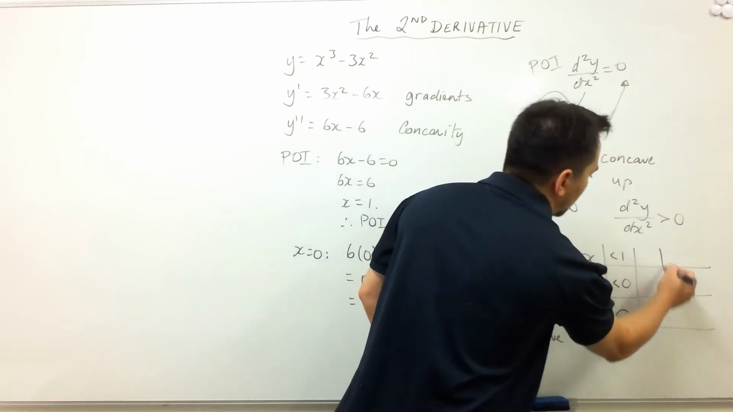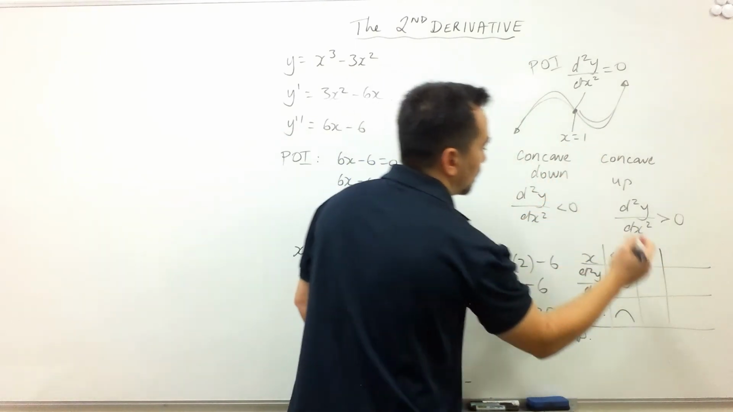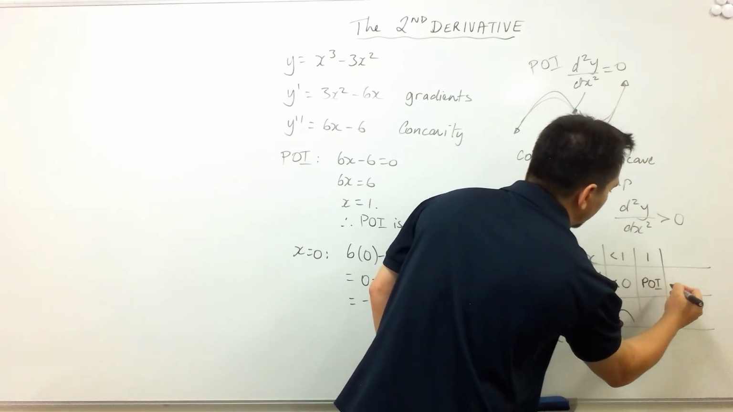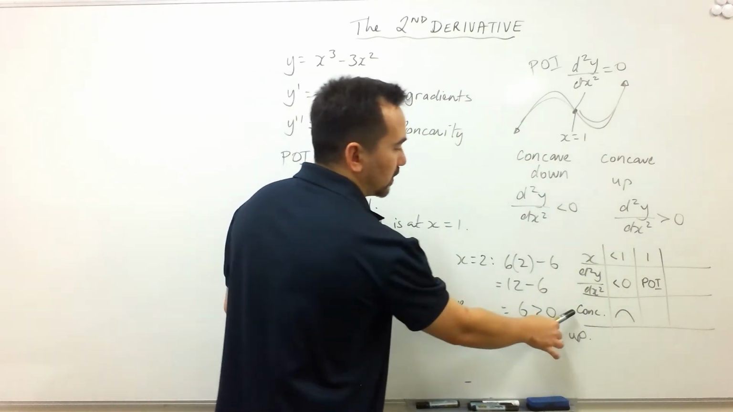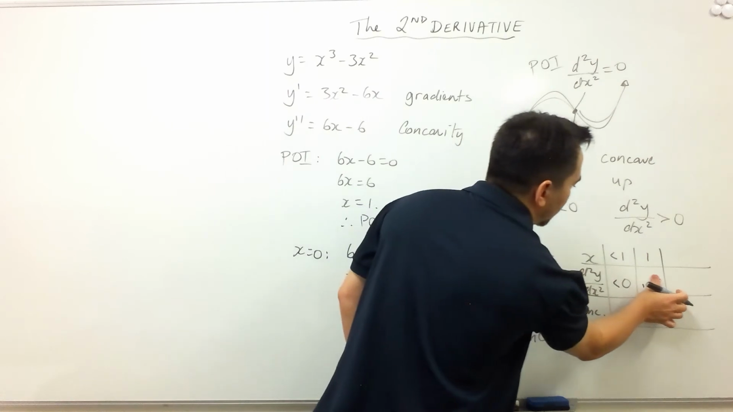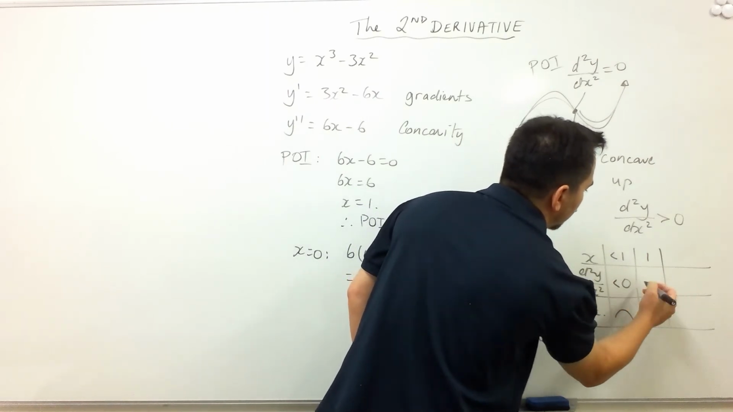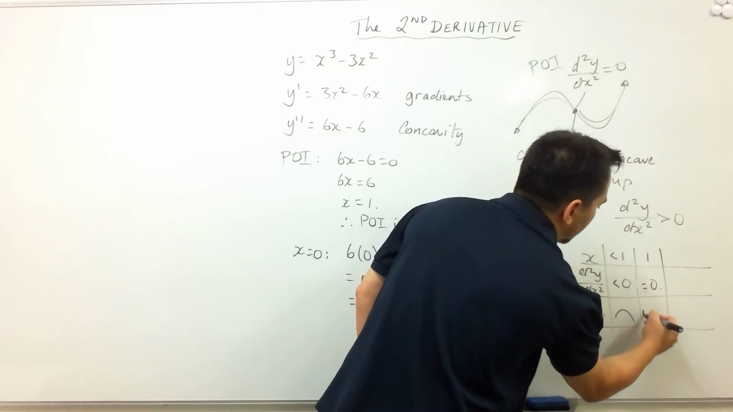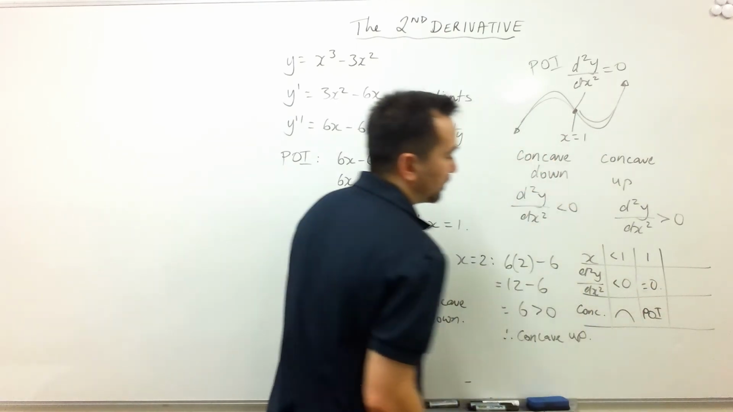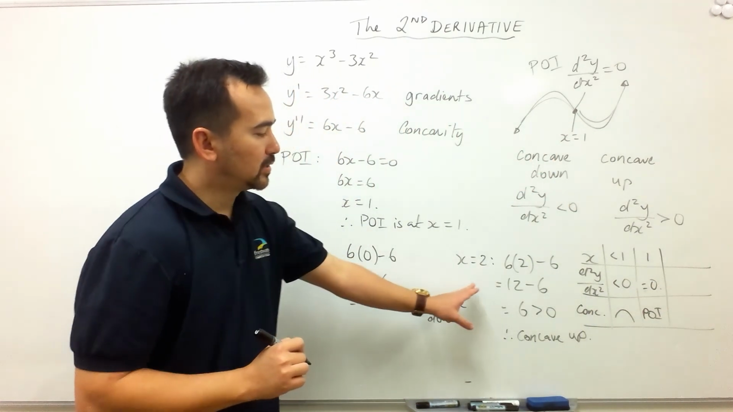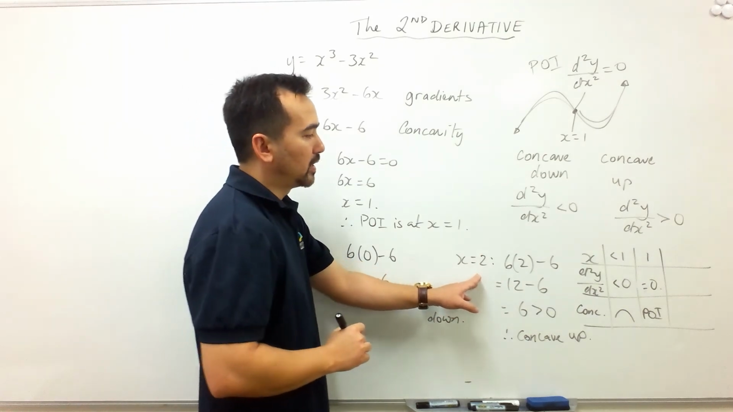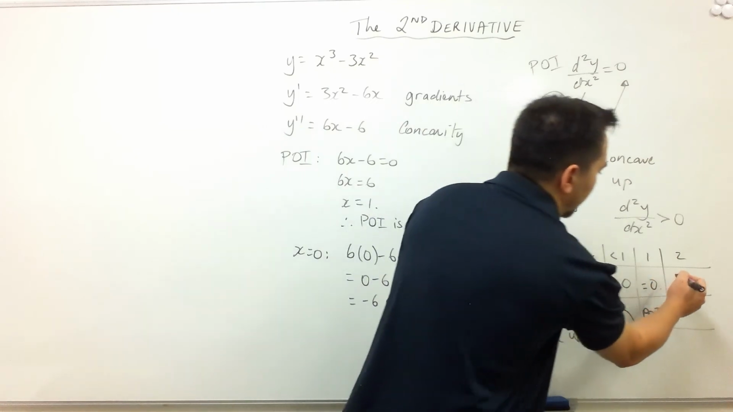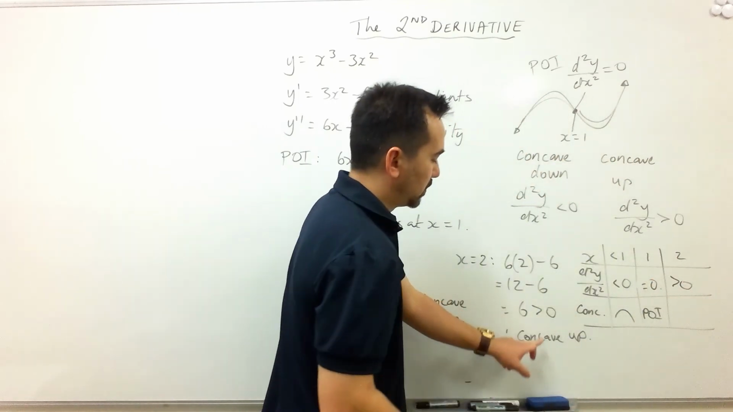Then at x equals 1, we had a point of inflection. And the concavity, oh sorry, my partner wrote that in the wrong spot. So this was equal to 0, and we had a point of inflection. Then lastly, to the right of x equals 1, we have x equals 2, and we found that it was positive, it's greater than 0, and it was concave up.